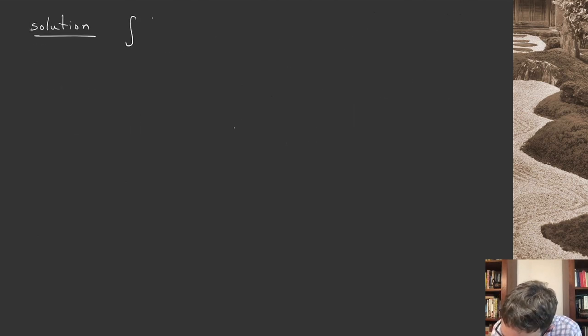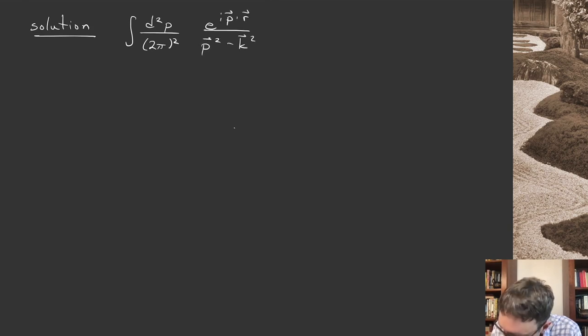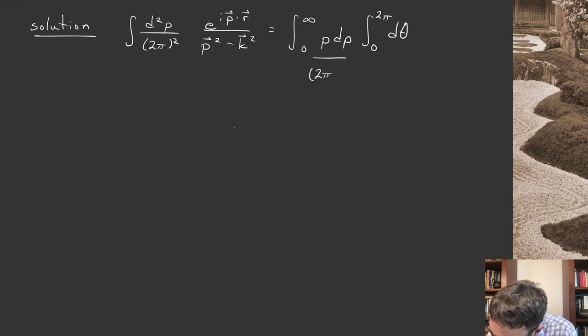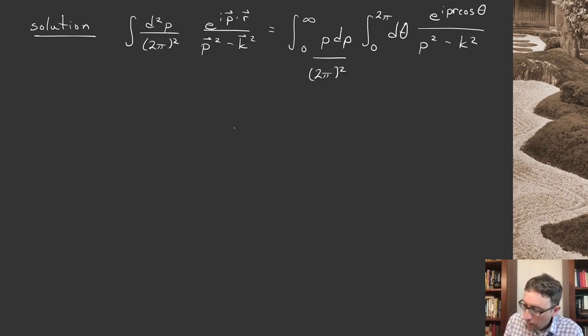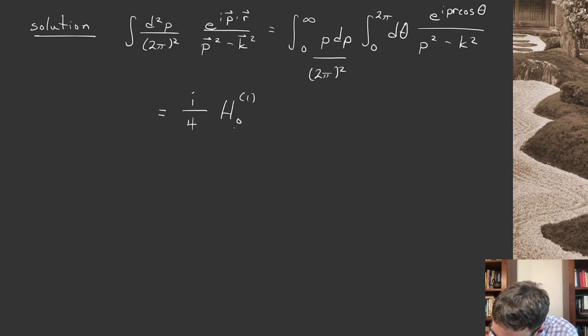So we have the integral d²p over (2 pi)², e to the i p dot r over p squared minus k squared. The usual way to do this is to go to polar coordinates, or at least the way I typically do it. I still have that factor of (2 pi)² from the momenta integral, and now I have e to the i p r cosine theta over p squared minus k squared. So the theta integral can be done to give a Bessel function, and then the Bessel function can be done to give a Hankel function. It's a little bit of work. I leave it as an exercise, although not a formal one. And here's my outgoing Hankel function that comes out of the integral.